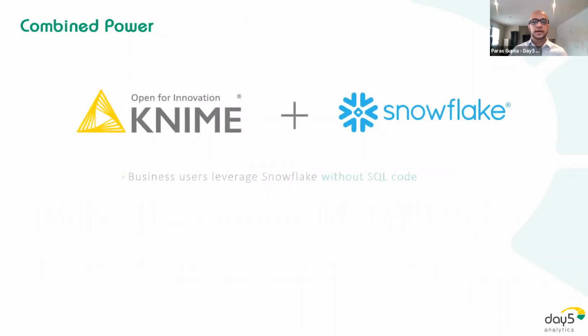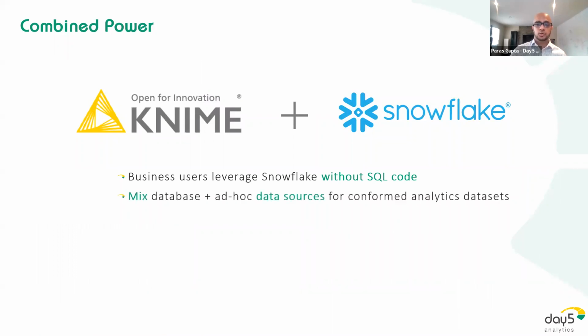So when you combine KNIME and Snowflake together, the benefit you get is that business users can leverage Snowflake without SQL code. They can mix what's stored in the Snowflake database with things that are ad hoc, like Excel files that may come from your stores who are not using databases but submitting Excel files through email. And you can take these two things together and mix them to come up with data sets you can apply for business intelligence and other things.